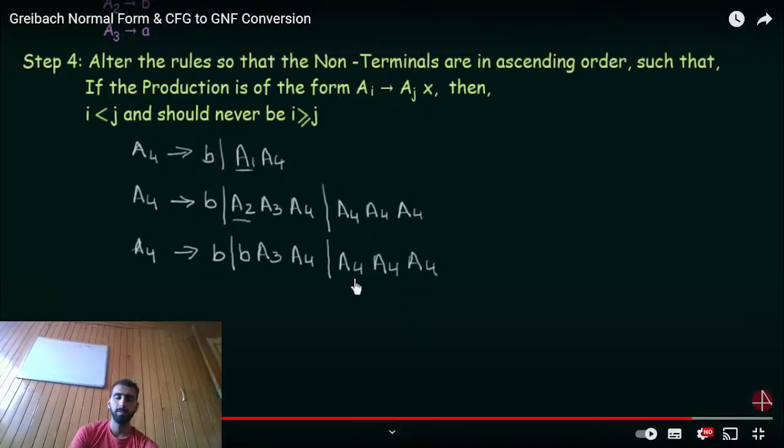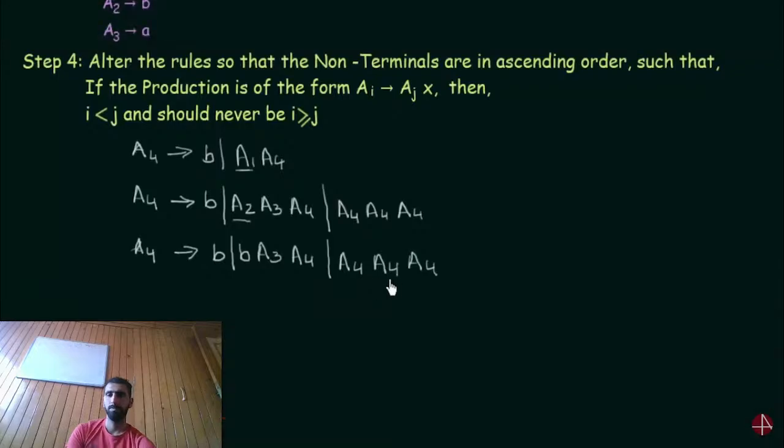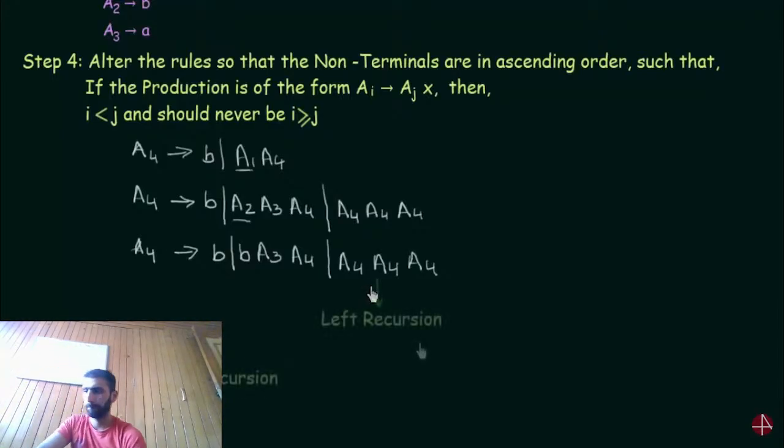Now we have to check this part. It says A4 gives A4, A4, A4. Here our I is 4 and J is also 4. So here we are getting a situation where I is equal to J. So that is also not allowed. In step 4 it says that it should never be I greater than or equal to J. When we get this kind of condition, it is known as left recursion. So our step number 5 is to remove the left recursion. There are certain steps that we need to follow in order to remove left recursions, and that we will be discussing in the next lecture.